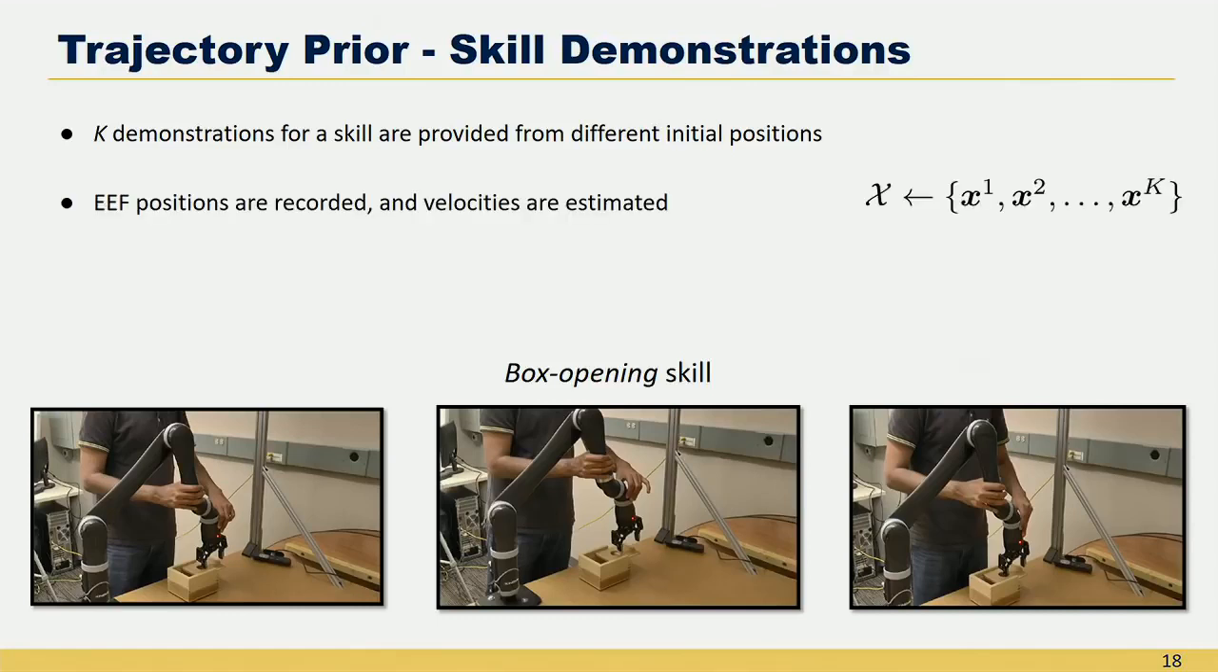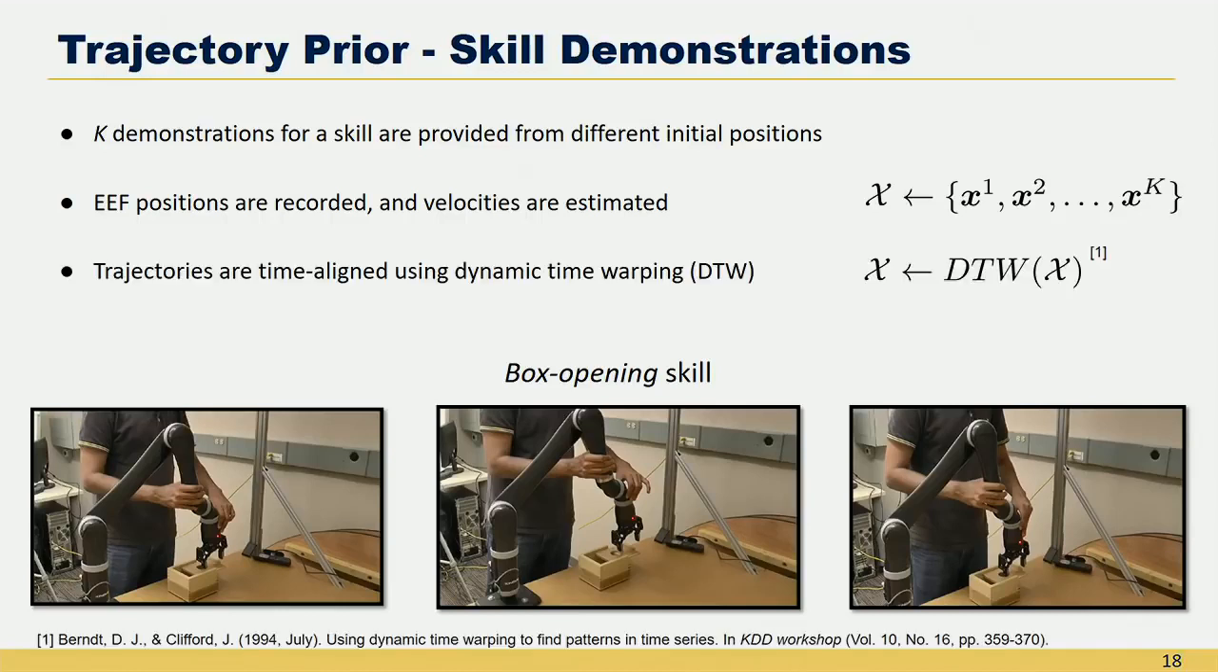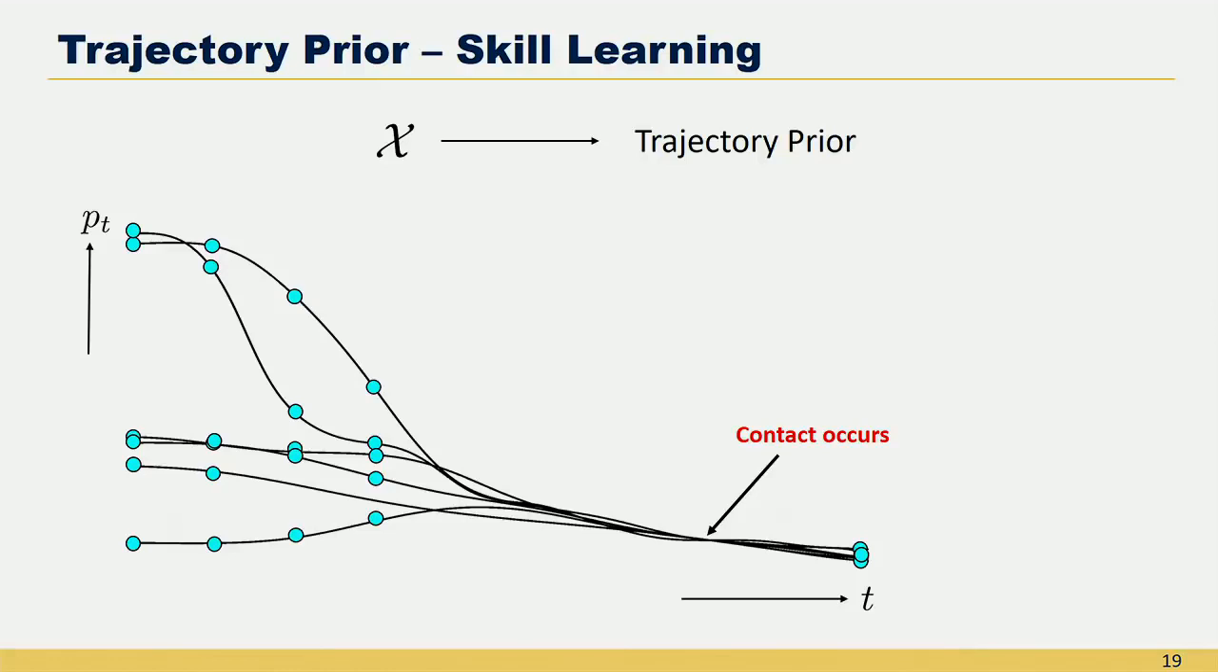We record the end effector positions, and velocities are estimated using splining and differentiating. We further time align all these trajectories using the dynamic time warping algorithm. So here's one of the position dimensions of the trajectories. As you can notice, once the contact occurs with the object being manipulated, the positions become highly constrained. This is also true for the velocity part of the trajectories, although I'm not showing it here. We want our prior eventually to encode all these constraints.